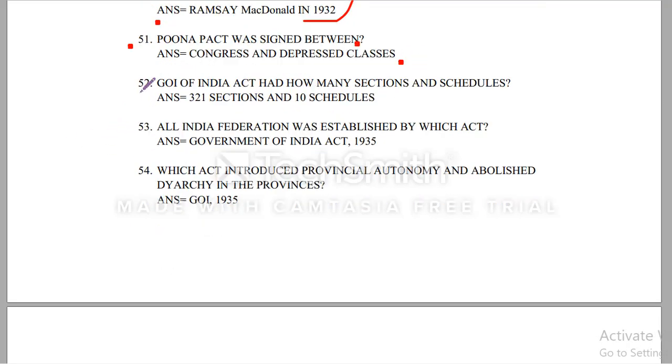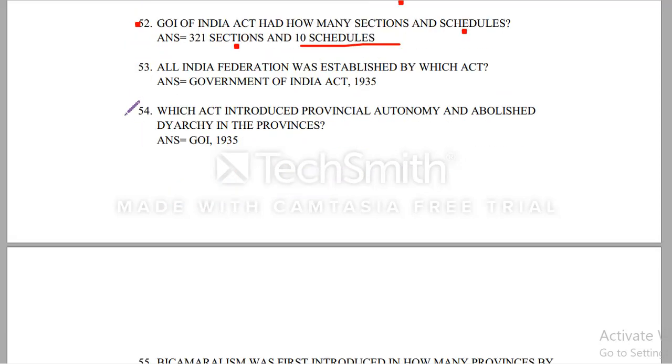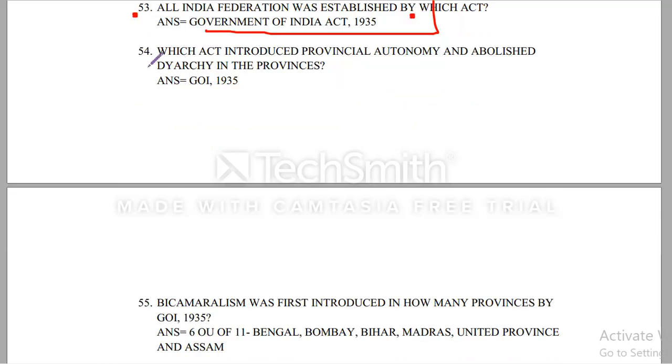Next question. Government of India Act of 1935 had how many sections and schedules? It had 321 sections and 10 schedules. Next, All India Federation was established by which act? All India Federation was established by Government of India Act of 1935.